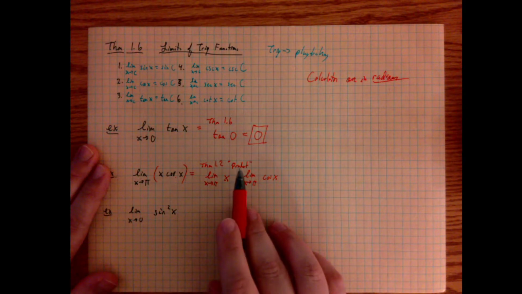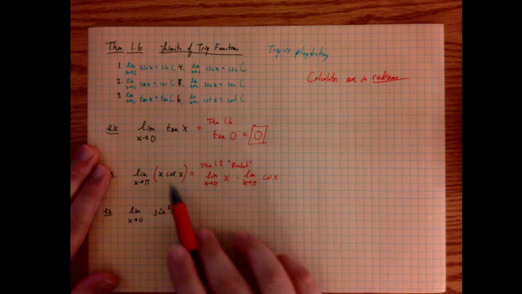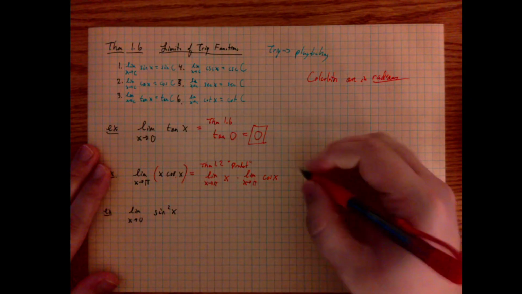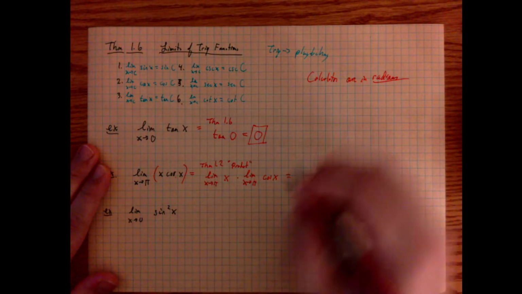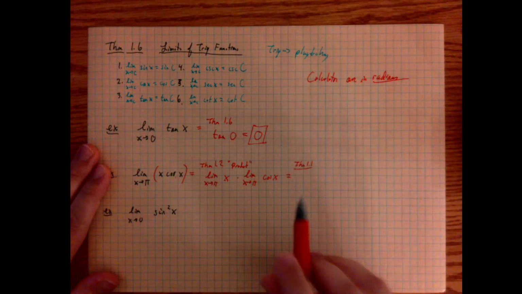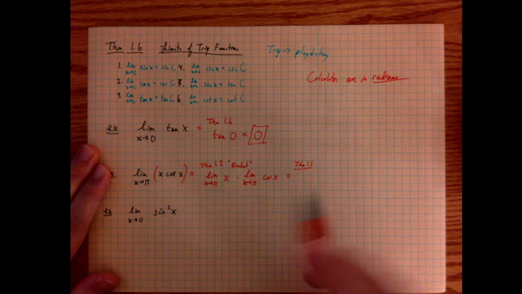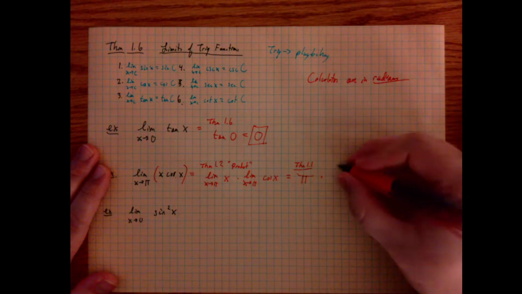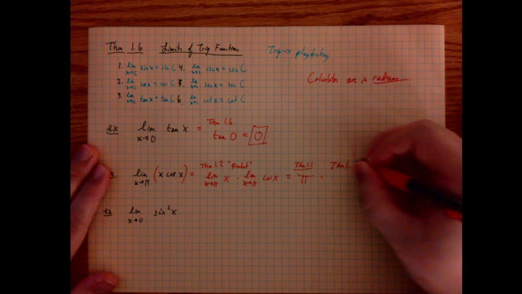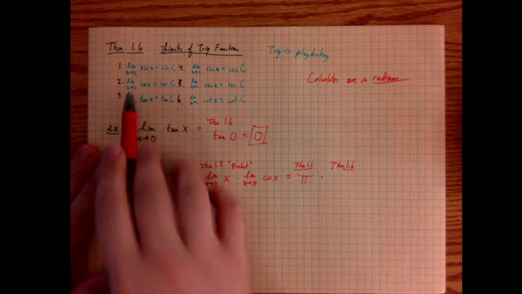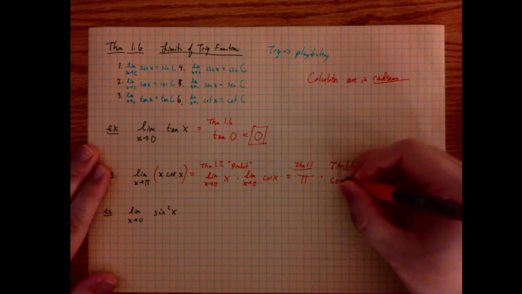So this is our product property from theorem 1.2, which says that if I have a product inside the limit, I can take the product of the limits. So this allows me to do the left one by using theorem 1.1. Theorem 1.1 states if I just have x, I can just plug in pi. So pi. On the right hand side, I use theorem 1.6. Theorem 1.6 says, what if I have cosine? I just plug in c. So this becomes cosine of pi.